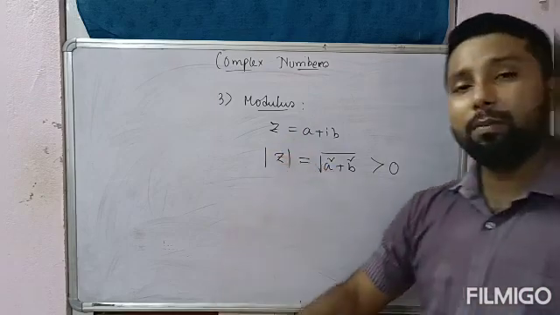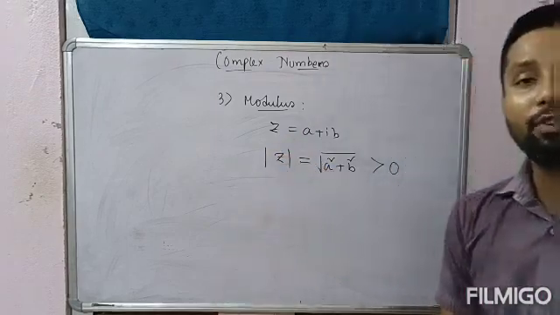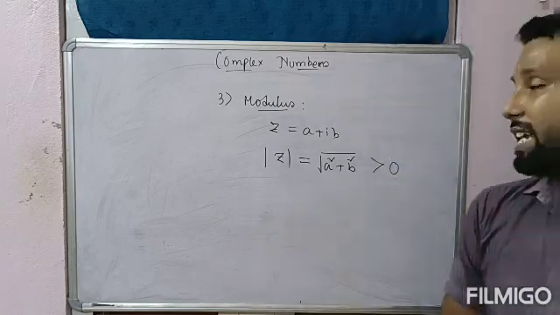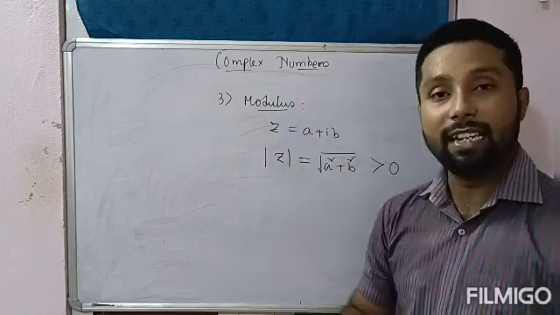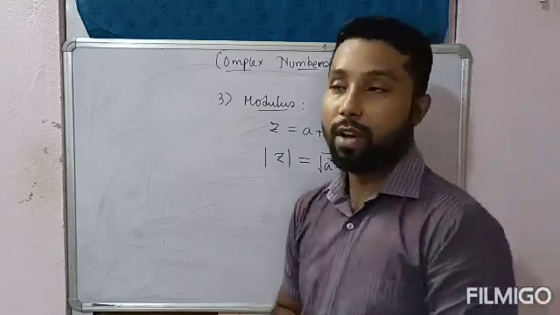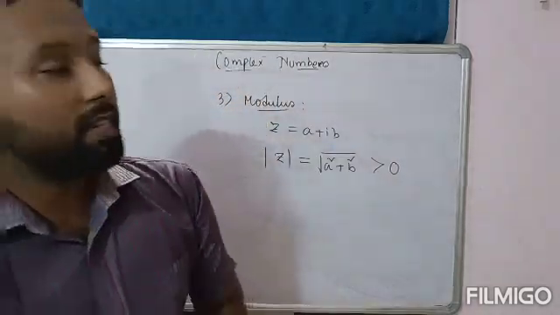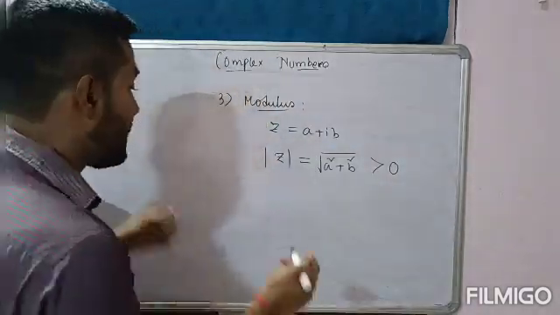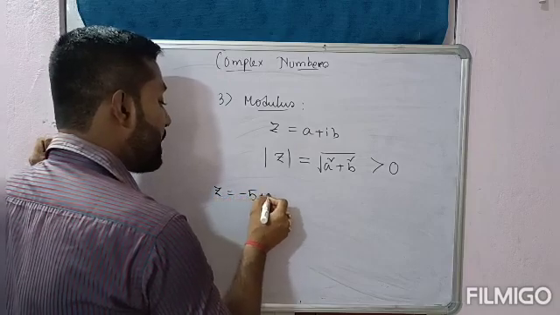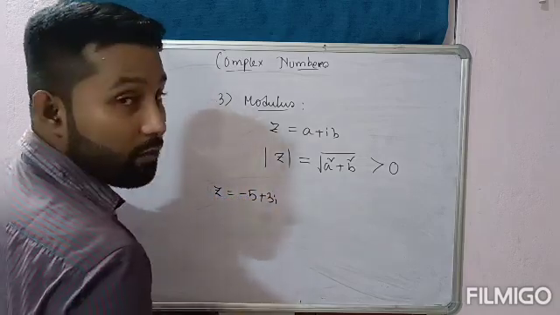So what is the meaning of modulus of a complex number? If z equal to a plus ib is a complex number, then the modulus of z, which is denoted by mod z, is equal to under root a square plus b square, and that value must always be greater than 0. Okay. So if I take one example, say z is equal to minus 5 plus 3i, write down the modulus of this complex number.